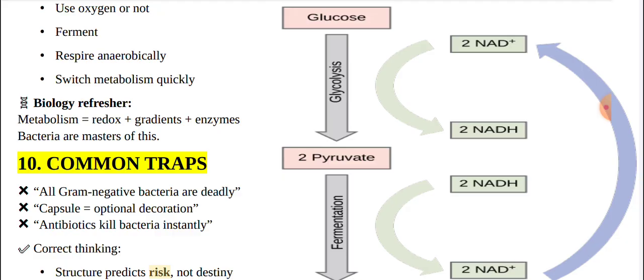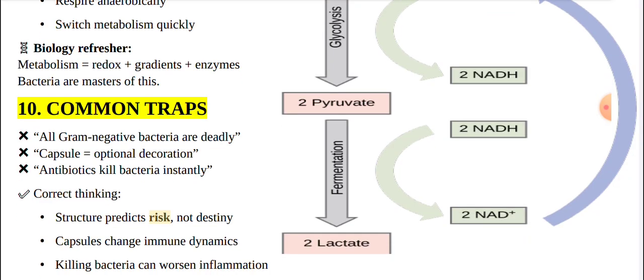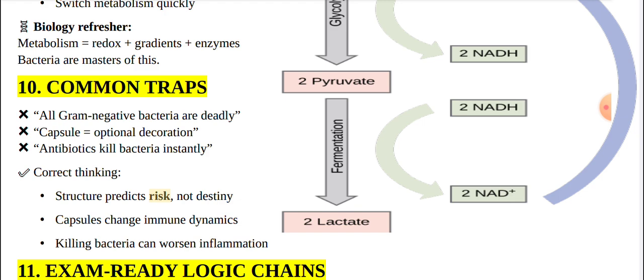And finally, let's recap the logic chains. If the listener is going to lock 3 concepts into their memory today, what are the causal links? Chain 1. Gram-negative structure, that's the thin wall plus outer membrane, leads to LPS. LPS leads to cytokine storm, which leads to septic shock. Chain 2, capsule leads to decreased phagocytosis because it's slippery, which leads to increased virulence or survival. And chain 3, biofilm leads to metabolic dormancy, which leads to antibiotic tolerance and chronic infection.